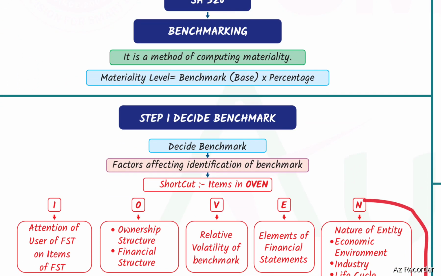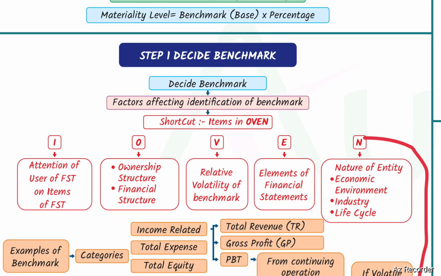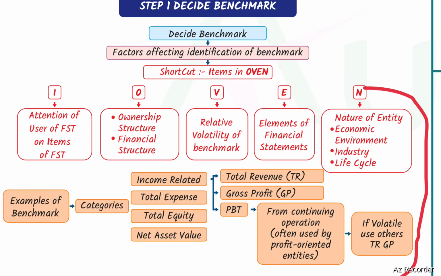Step 1: Decide the benchmark. Factors affecting identification of the benchmark: attention of users of financial statements on items of the financial statements, ownership structure and financial structure, relative volatility of the benchmark, elements of financial statements, and the nature of the entity, economic environment, industry and life cycle.